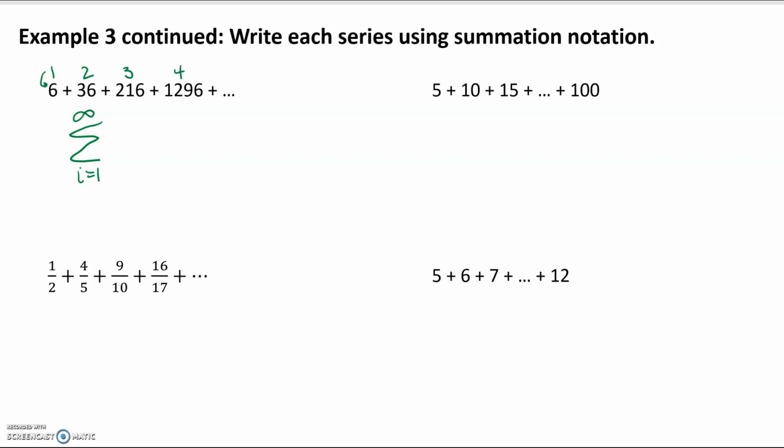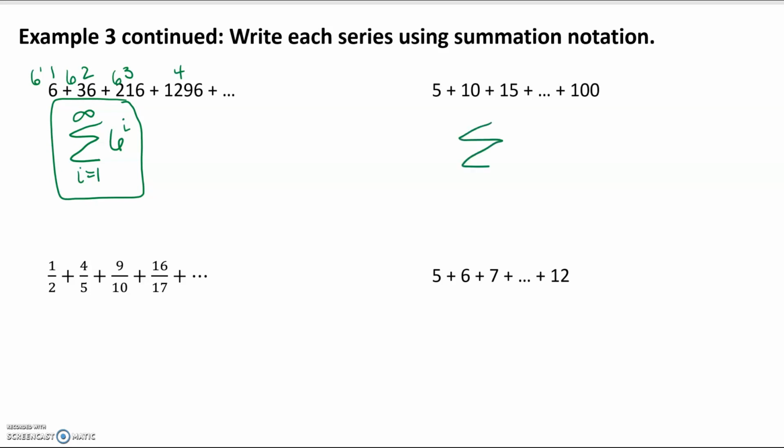So I know 1 times 6 would get me here, but 2 times 6 would not get me to 36, so it's not a direct multiplication. So instead what I'm looking at is maybe an exponent. So 6 to the first could get me to 6. 6 squared is 36. 6 cubed is 216. So I'm actually looking at 6 to the power of my term number, so that i is an exponent there.